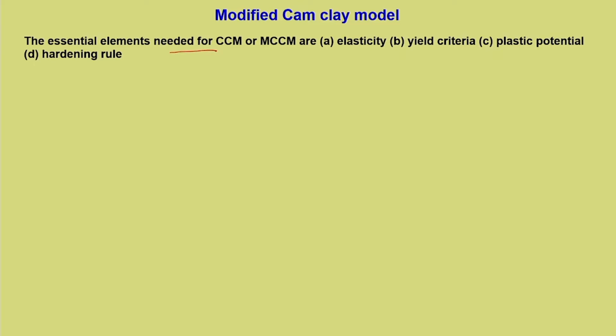Now, let us start again with this statement. The essential elements needed for any elastoplastic models like CCM or MCCM are elasticity, yield criteria, plastic potential and hardening rule.